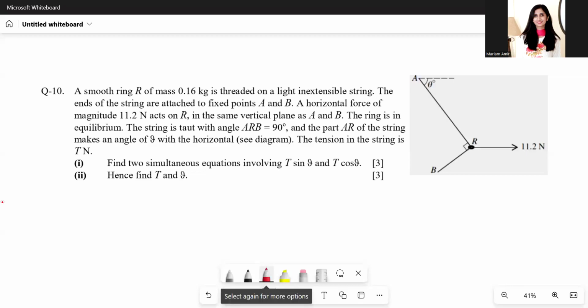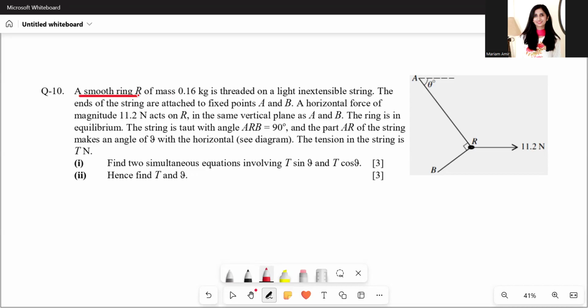Okay, so we're doing question number 10 on the worksheet on forces on a threaded ring. A smooth ring R of mass 0.16 kg. Smooth ring means that the tension on both sides would be the same. So this outwards would be T and this would also be T, not T1 and T2. If this were not a smooth ring, we would have used T1 and T2.